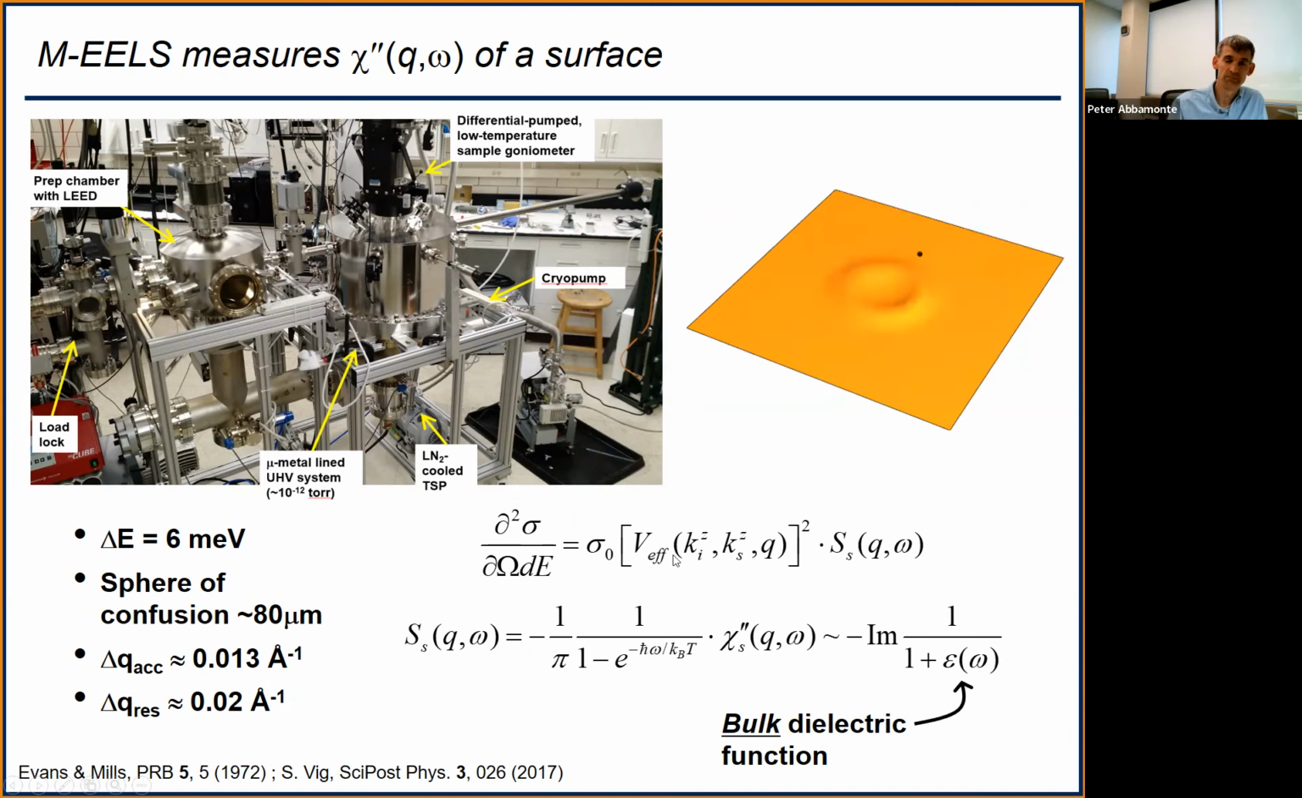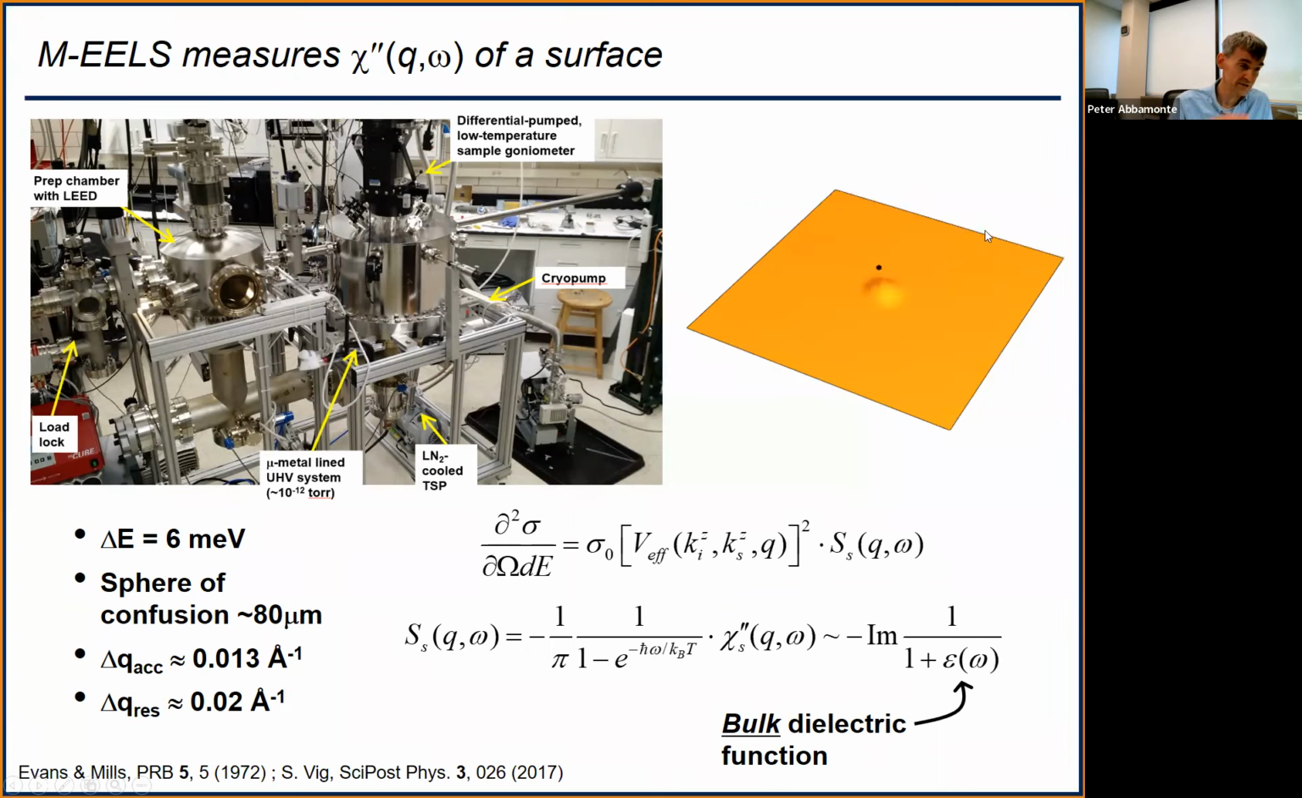So here's a cartoon of how it works. I spent a whole weekend computing this. Basically, you shoot an electron at a surface, and then it scatters and makes a collective mode, and you can measure the properties of the collective mode by studying the scattered electron, its energy and momentum dependence.